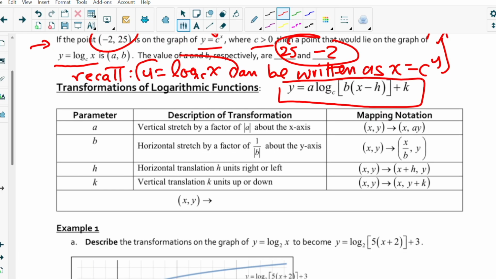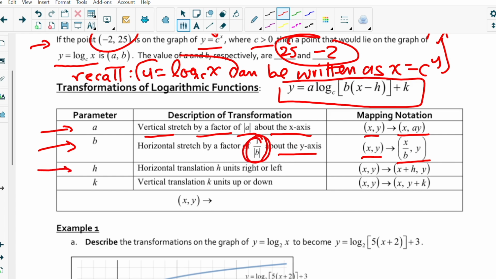Parameter a: vertical stretch by a factor of the absolute value of a about the x-axis. Mapping notation, (x, y) becomes (x, ay). B: horizontal stretch by a factor of 1 over the absolute value of b about the y-axis. (x, y) becomes (x/b, y). Remember, the b value is not your factor. You have to do this thing to get the factor.